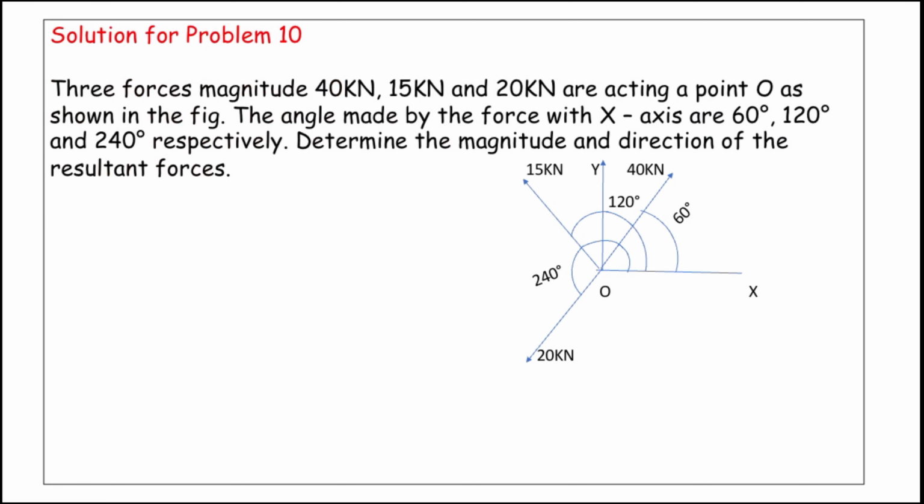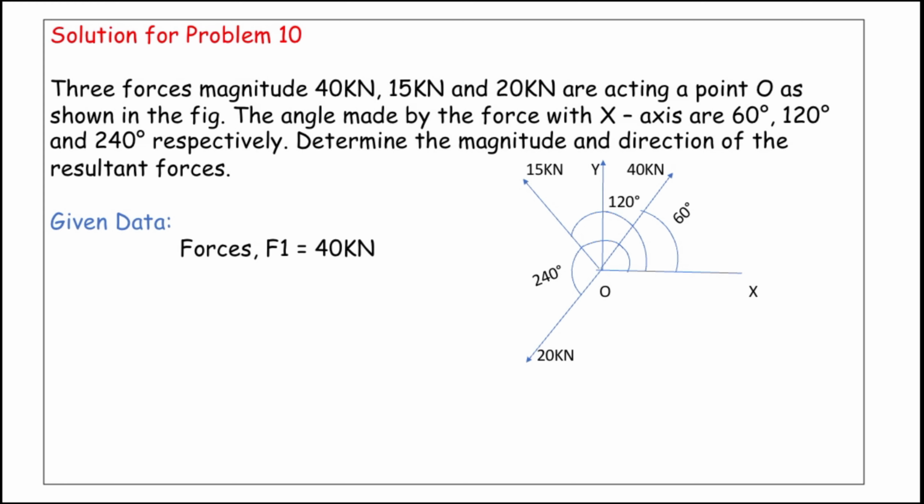Now I have to mention something in this figure. The force 40 kilonewton is on the positive side of the x-axis, and the other two forces, 15 kilonewton and 20 kilonewton, are on the negative side of the x-axis. Looking along the y-axis, the 40 kilonewton and 15 kilonewton forces are in the positive direction of the y-axis and the 20 kilonewton is in the negative direction. I am telling you this because we will see it in the solution. Now see the given data.